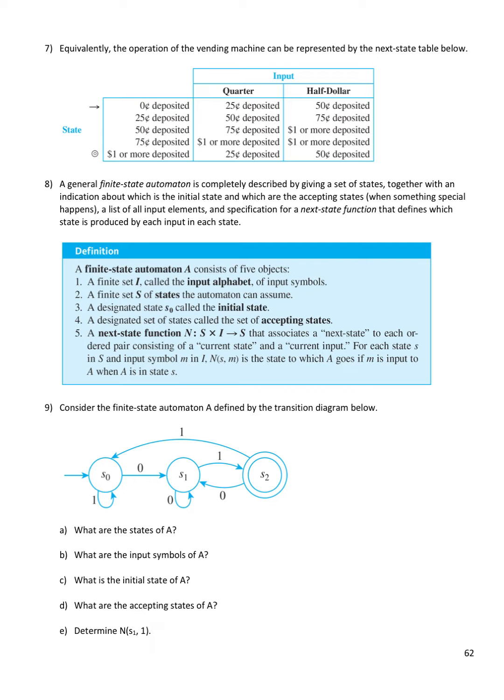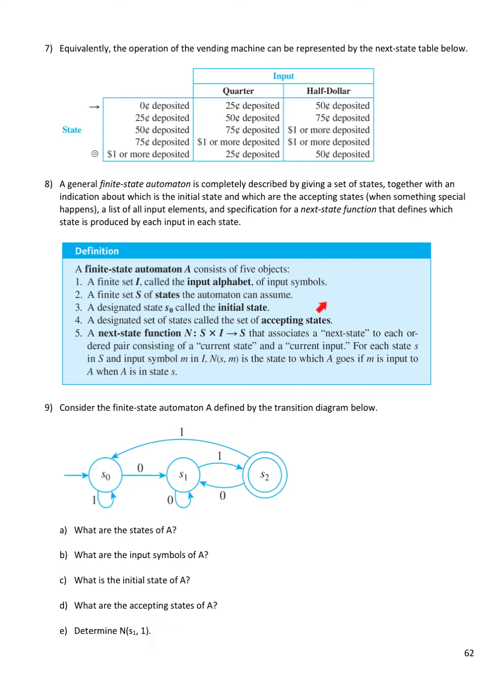A general finite state automaton is completely described by giving a set of states, together with an indication about which is the initial state and which are the accepting states, which is when something special happens, and a list of all possible input elements, and a specification for a next state function that defines which state is produced by each input and state.